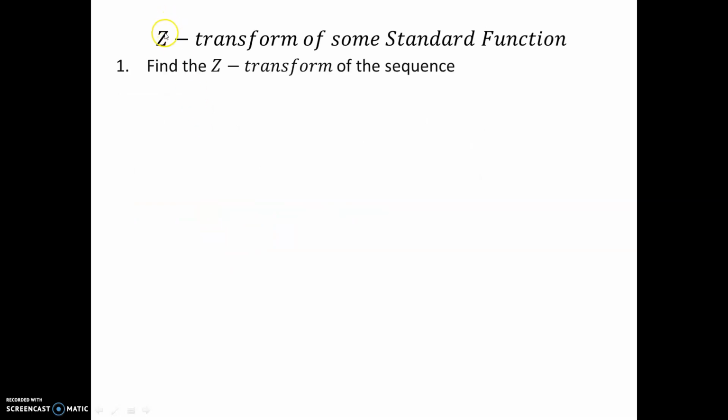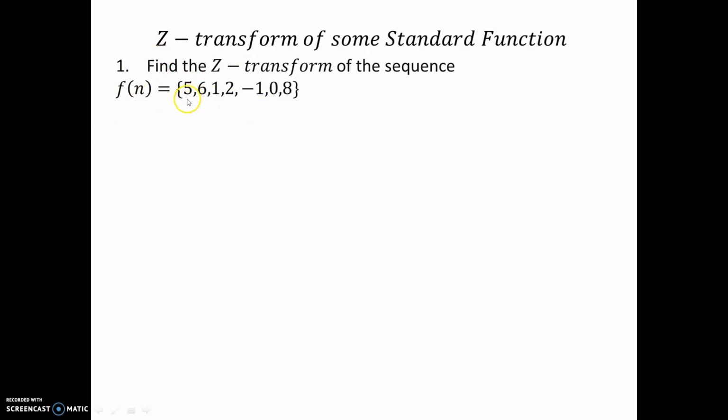To solve the problems for Z transform of some standard functions, the first problem is: find the Z transform of the sequence f of n equal to 5, 6, 1, 2, minus 1, 0, 8. Here 7 elements exist in the sequence. Here n is the index of the position of the sequence.